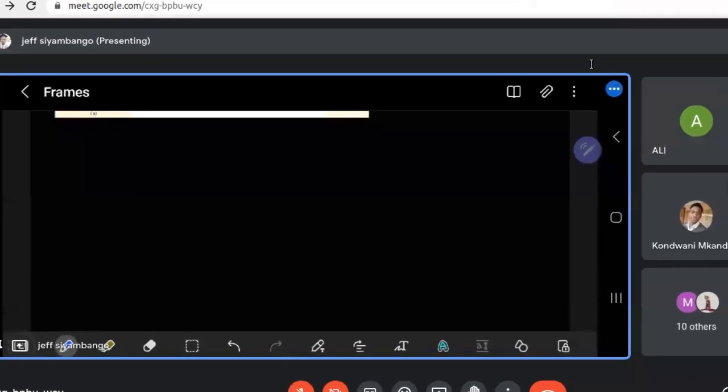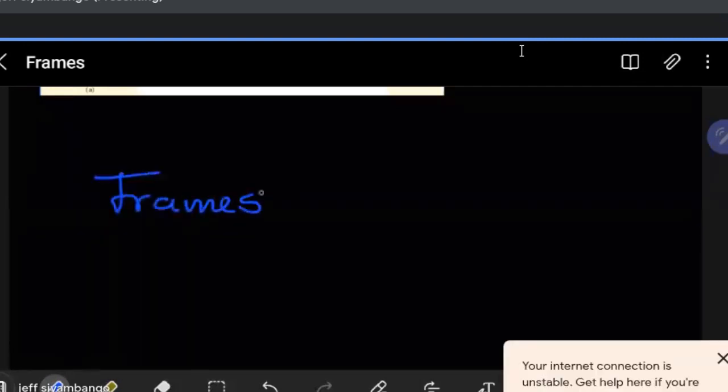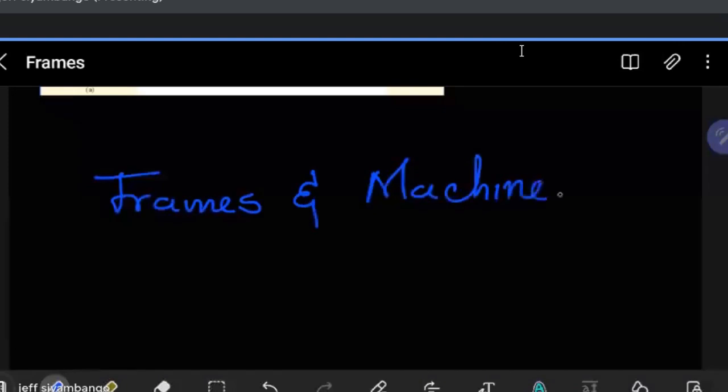So in tonight's class, we want to introduce the idea of frames. So want to see how you handle frames and also perhaps maybe touch a little bit on machines.